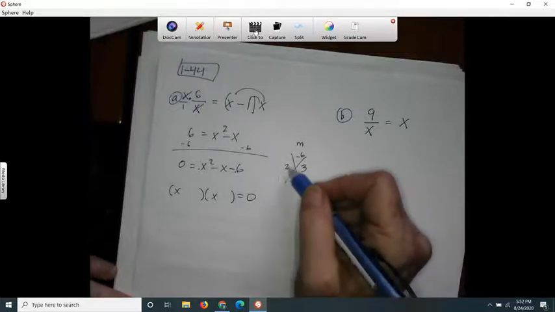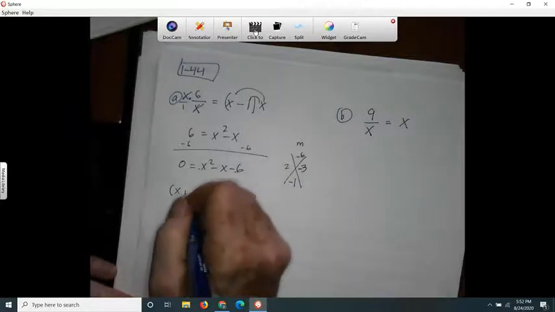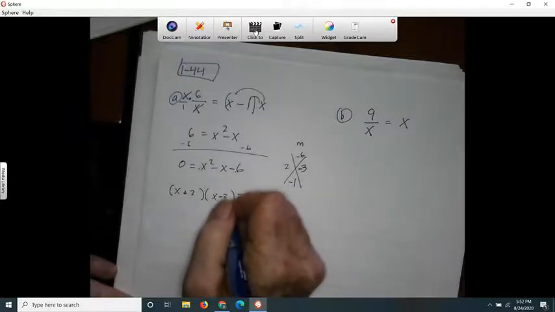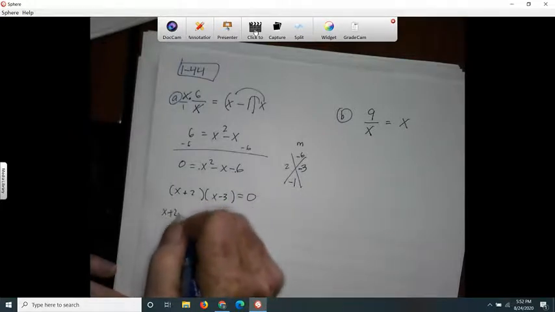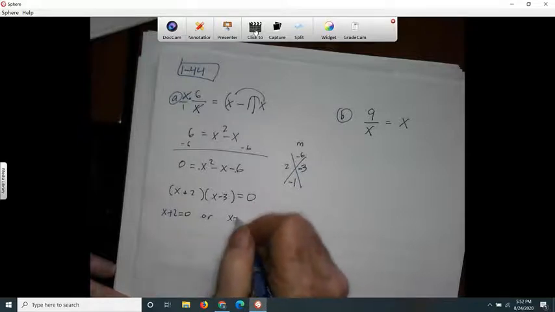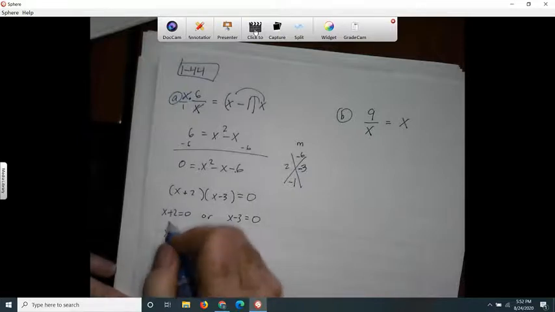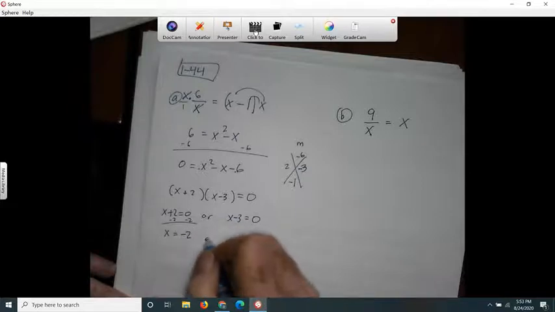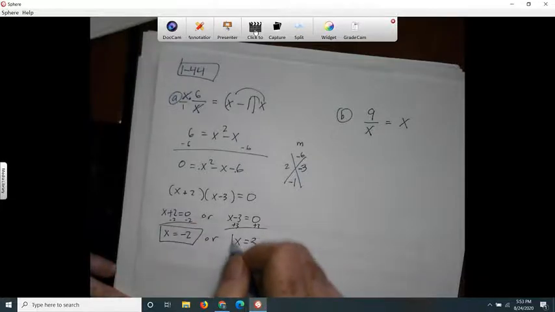So I think that'll work. And then I'm going to use the zero product property. So this is x plus 2 equals 0, or x minus 3 equals 0. So I'm going to have x equals, if I subtract 2 on both sides, negative 2, and x equals 3. So there are my two answers.